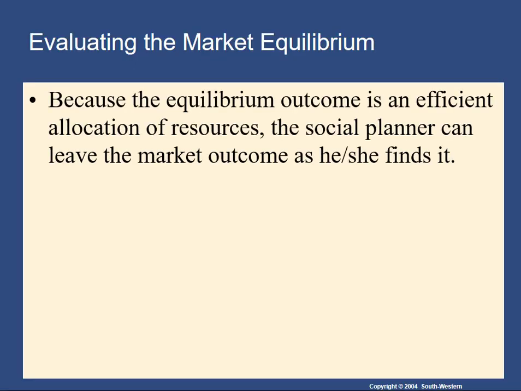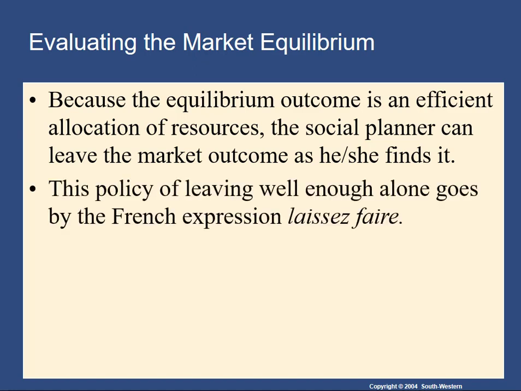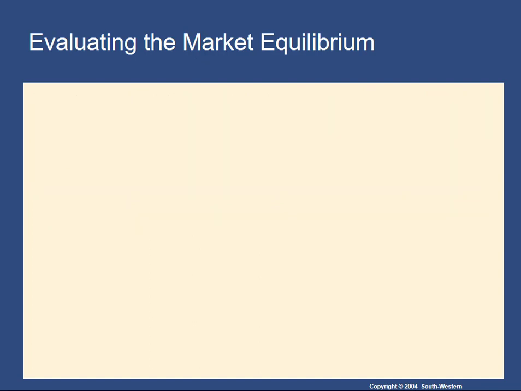So ultimately, because the equilibrium outcome is efficient, meaning it's going to maximize these gains from trade or these additions to surplus, the social planner can leave the market outcome as they find it. They don't need to change anything if they're interested in efficiency. The policy of leaving the market by itself is commonly associated with this French phrase, laissez-faire, which means leave things well enough alone. Don't interfere in the market.